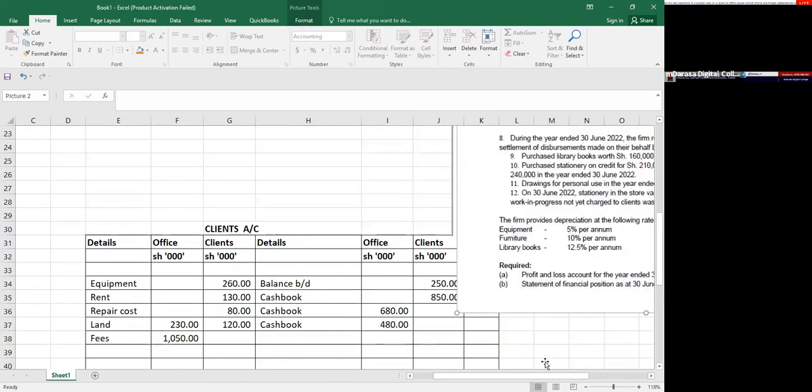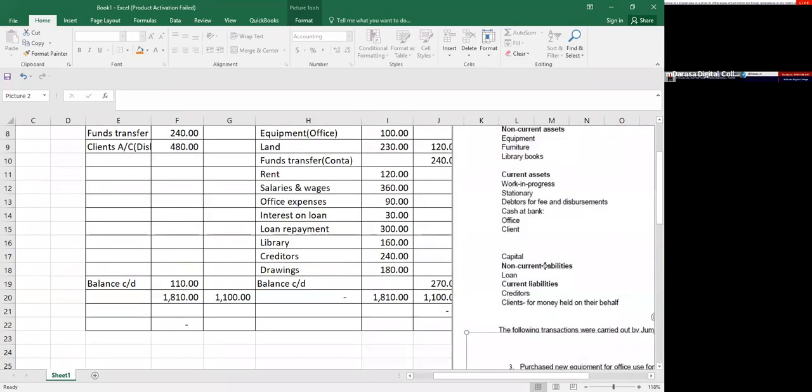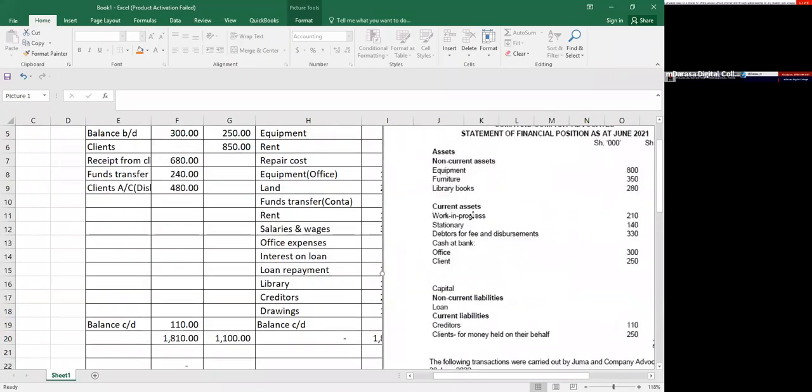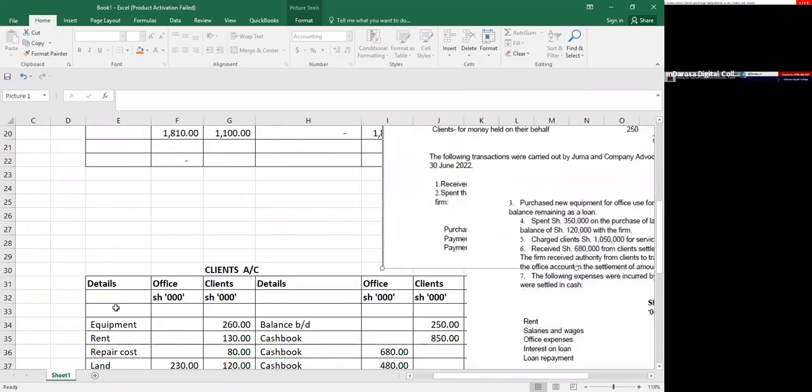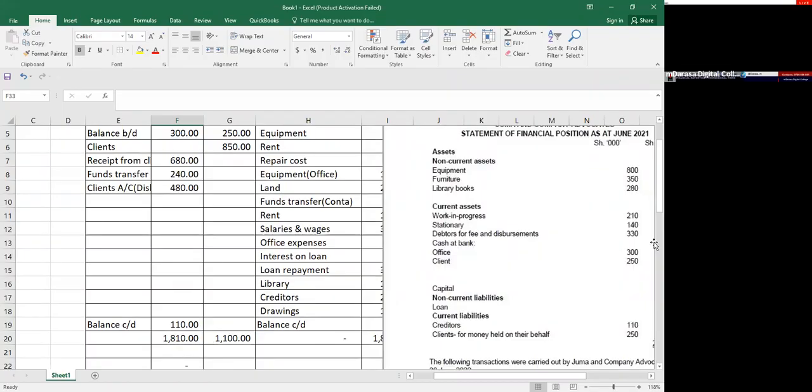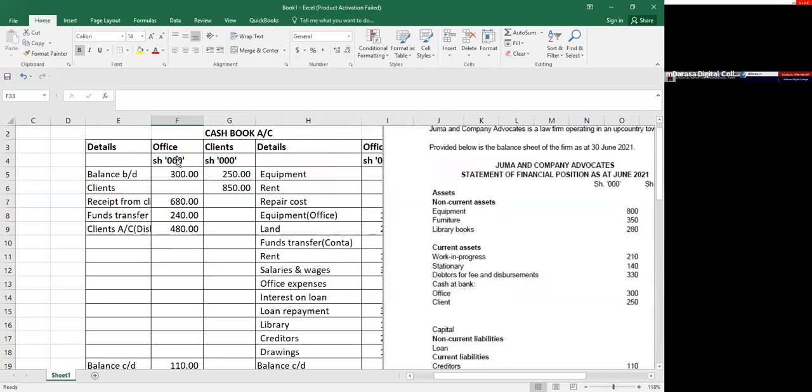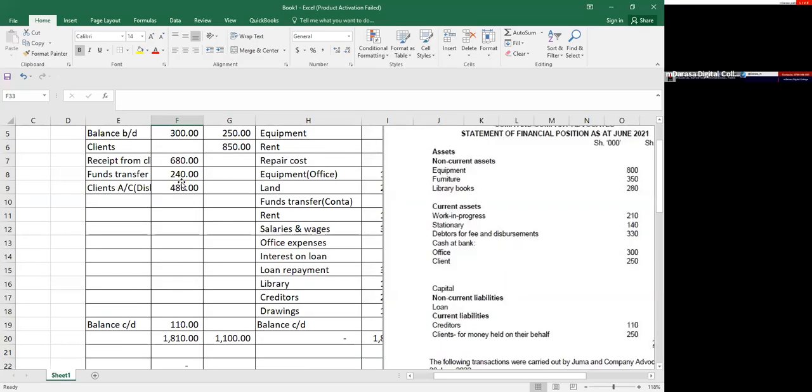Balance carried down, balance put down, many a time we'll always be having it. Rarely will we miss that. So talk of our current assets, look at the debtors for fees and disbursements. This is what the client was owing the firm as at the end of that period. So balance brought down, that is on office. This was the debt. The debt was 330, so I'm having here 330,000.